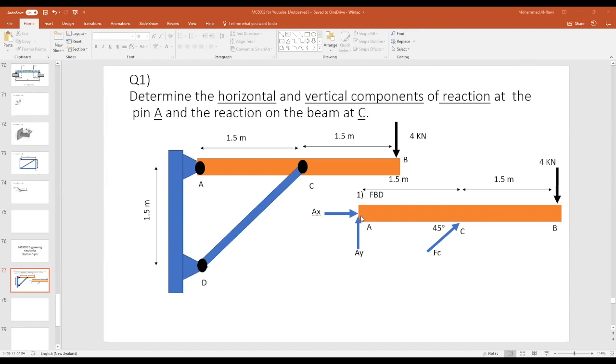See, here's where I start to think outside the box. Why? Because when I take the moment about point A, AX and AY will be multiplied by 0 distance, so the moment will cancel these forces in that equation. But there will be one unknown, which is FC, and I need to find the components of it. And then the other one is the 4 kilonewtons. So let's start working on that.